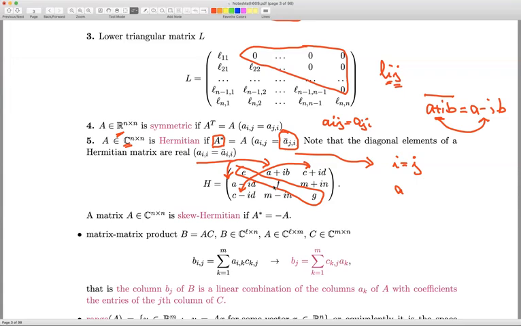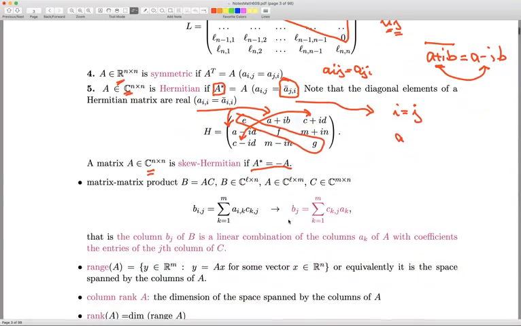Similarly, a matrix that is a square matrix and has complex entries is called skew Hermitian if the conjugate transpose of this matrix coincides with the negative of the matrix.